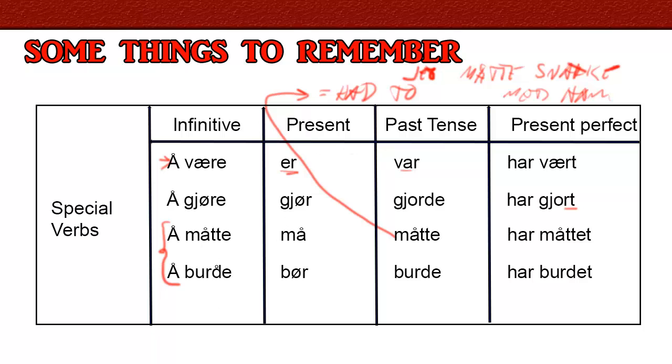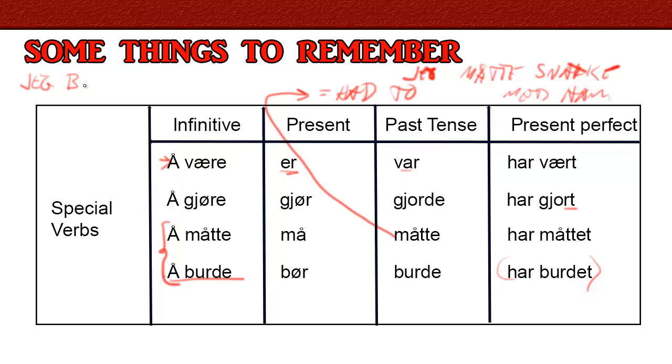The second one, å burde, bør, burde, har burdet. Of course this conjugation exists, but it's not something you will encounter much. Å burde, it should or ought to. It's best to think of ought to. So, I ought to talk to him: jeg bør snakke med ham. Men burde, I should have. So I should have gone to the dentist. You would not use the verb skal. You will have to use burde.